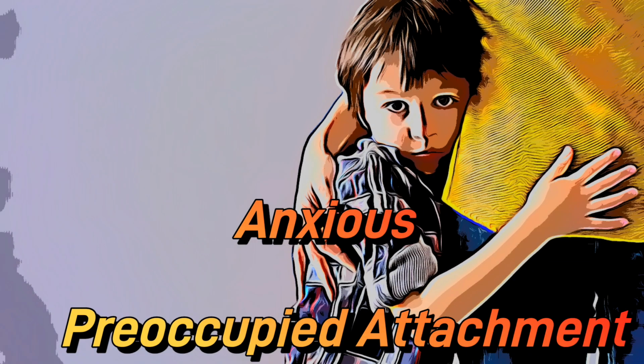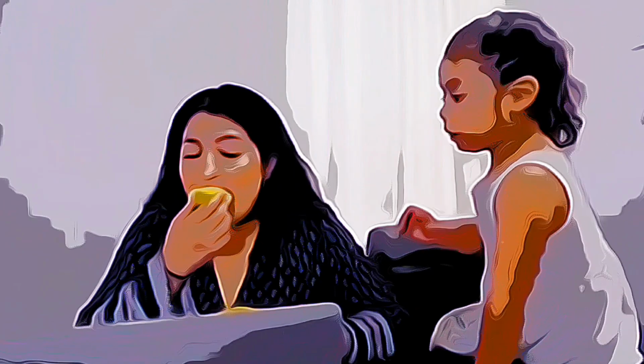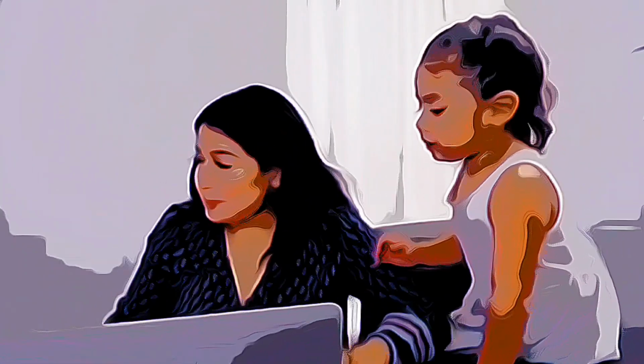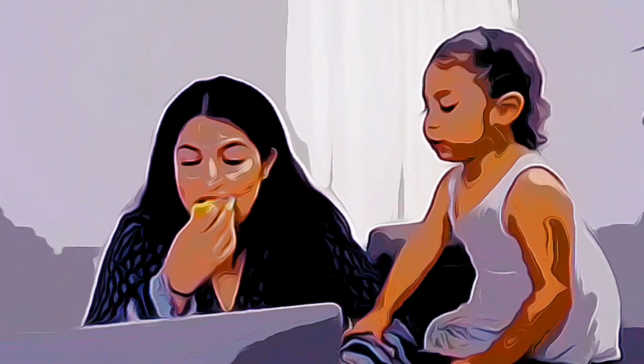Next, you have an anxious preoccupied attachment. Anxious preoccupied attachment, also known as anxious attachment, often develops when caregivers are inconsistently responsive. Sometimes the caregiver meets the child's needs, while other times they do not. This unpredictability leads to anxiety about whether their needs will be met.